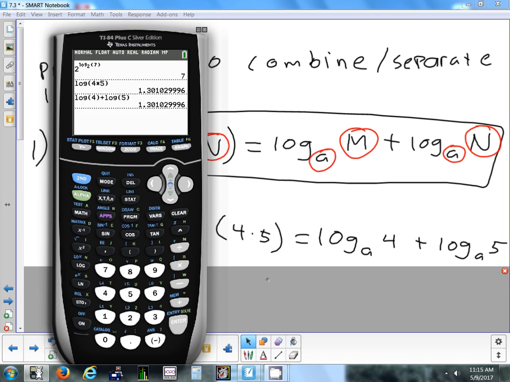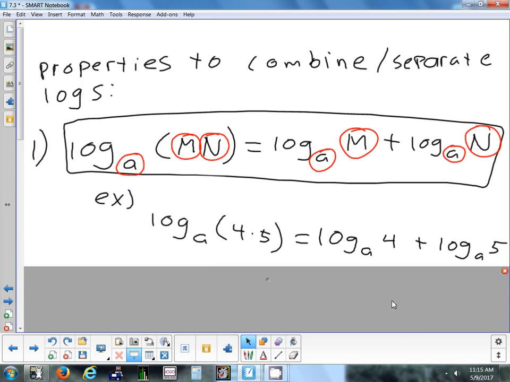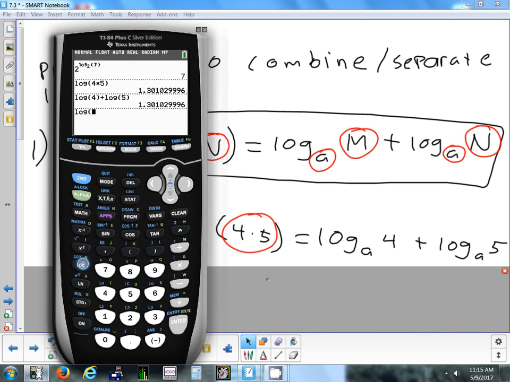Can anybody think of another way you could split up this number? What is that number? 20. So what's another way you could split up 20 into two numbers? Yeah? Okay, so what else could you do? You could do log 2 plus log 10. Any two numbers that multiply to give you 20, you could split it up as addition. You could do 40 and 1/2. That would also work. Because 40 times a half is 20.